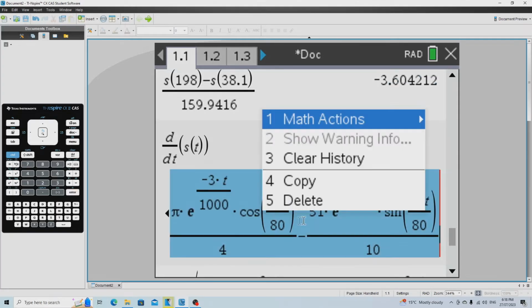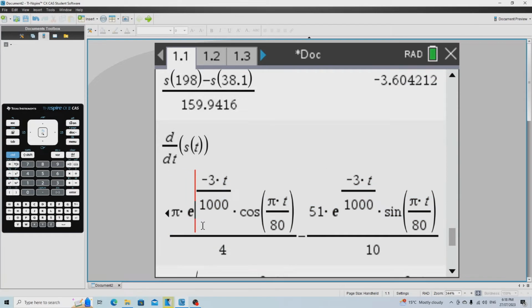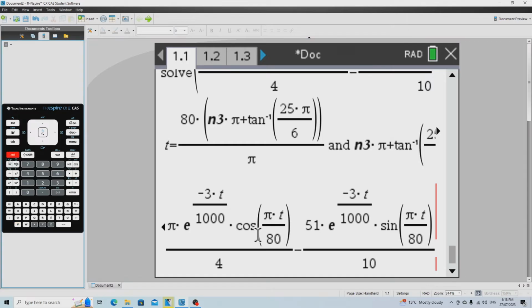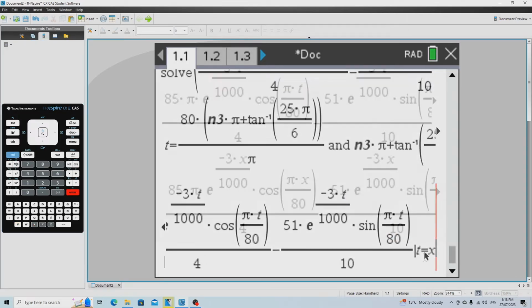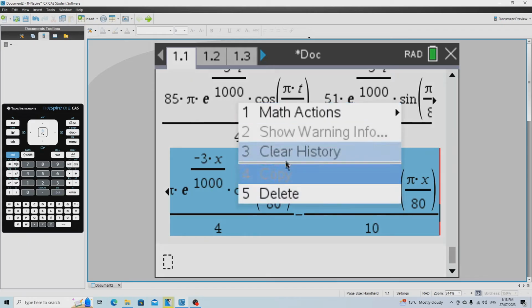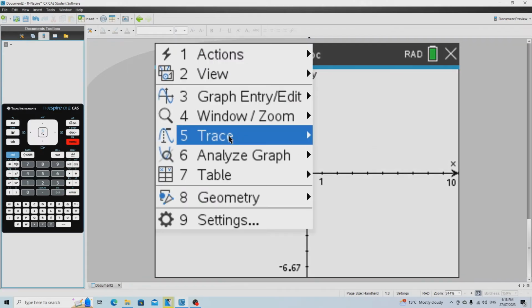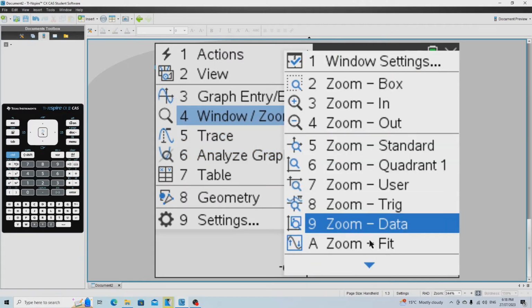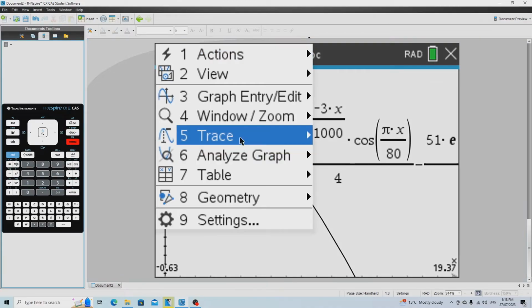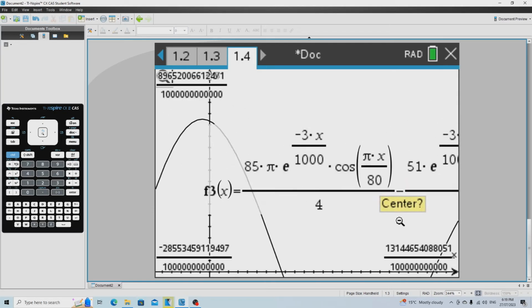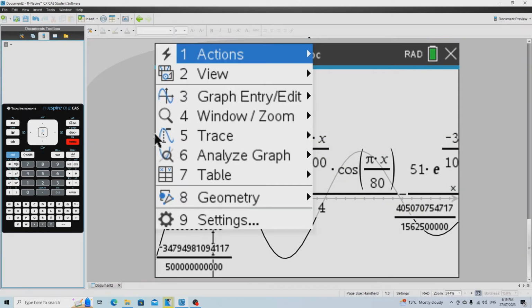What I'm going to do is copy this equation, the derivative of it. I'm going to let every t value equal x, and I'm going to copy that and go on the graph and paste that. And I'm going to go zoom fit. Okay, so we get this. And just let it be analyze. Zoom out more. Okay, now it's better.